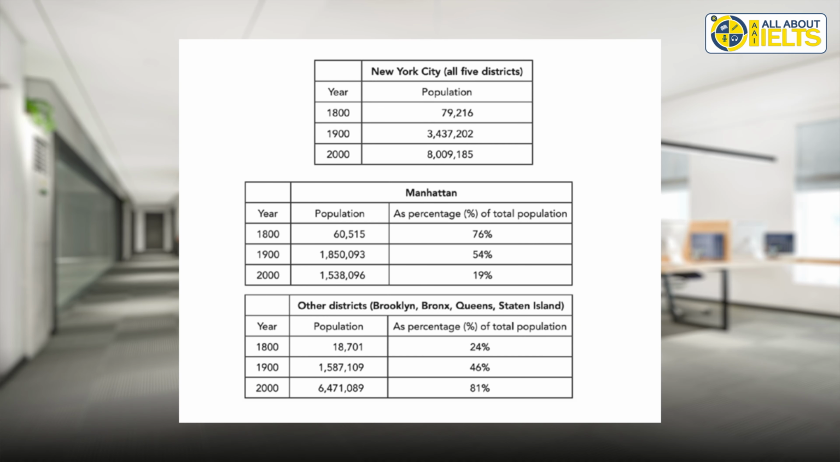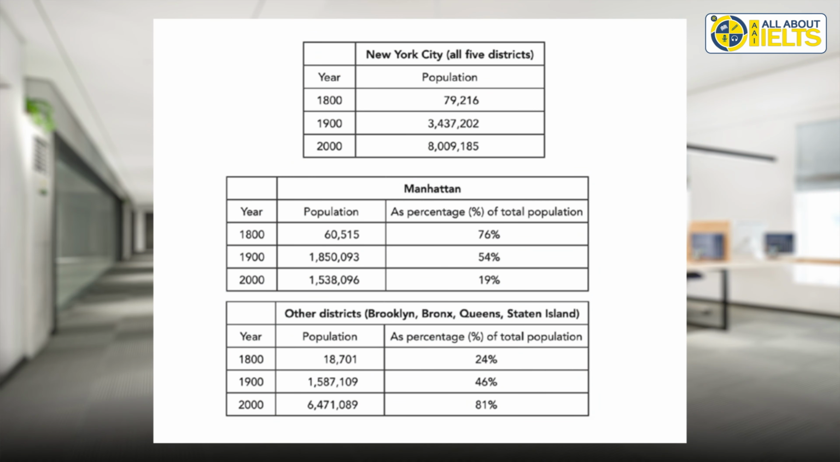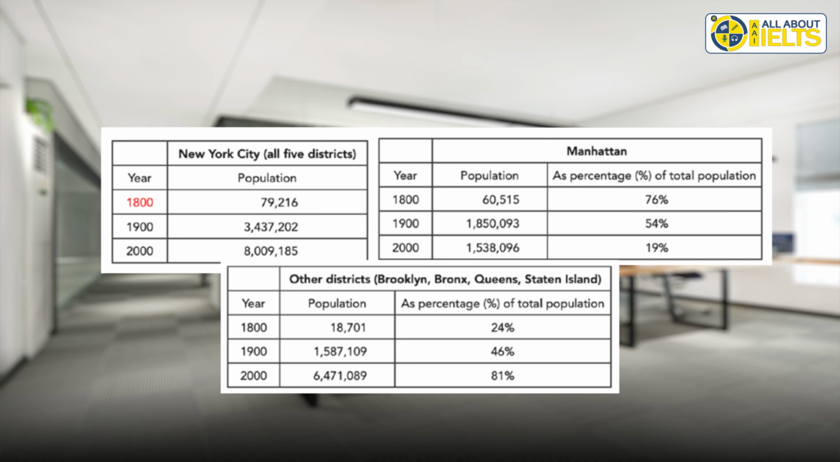One thing more, the first chart has total values. That means if you sum up this value and this value, you'll get this one. The first table basically shows population figures for New York City, including all the 5 districts. The second one is about one district, that is Manhattan, and the other 4 districts are in the third table. So this is actually the correlation between them. If New York's population in 1800 was 79,216, then 76% of this figure, approximately 60,500 people, were living in Manhattan, while the rest, 24%, were in the remaining 4 districts.